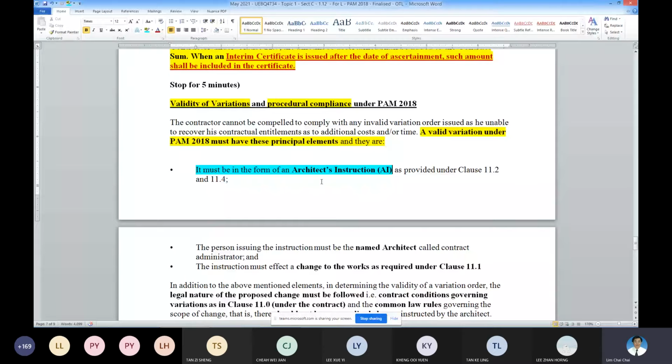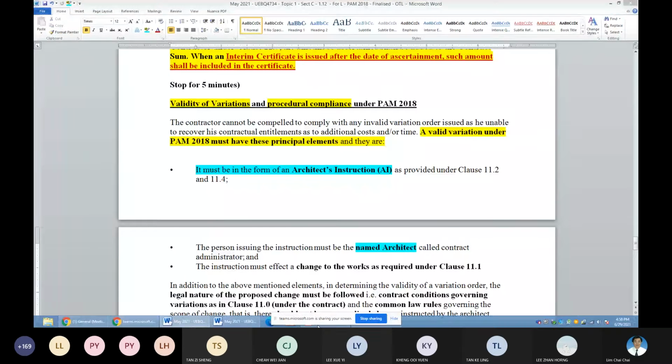Please read the clause properly. And who is to do it? It must be the architect that is named. So how to show that it is named? This is something that you have to look into. So this is your named architect.